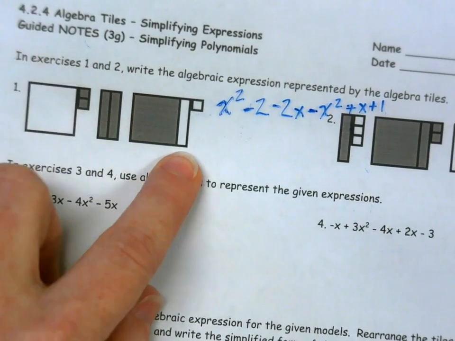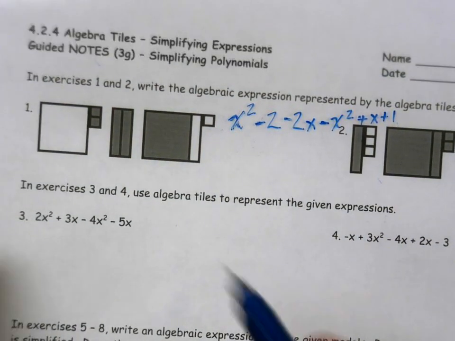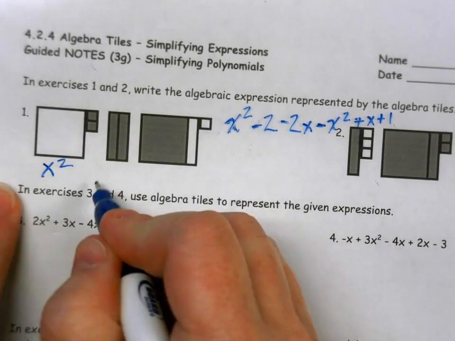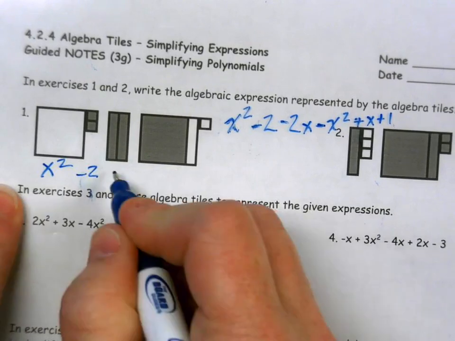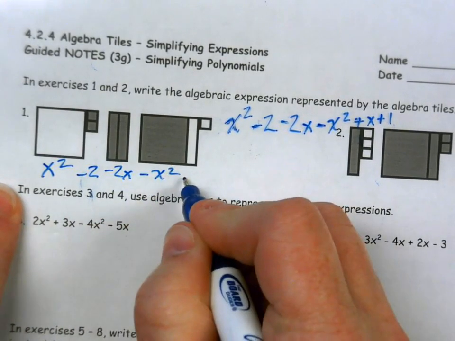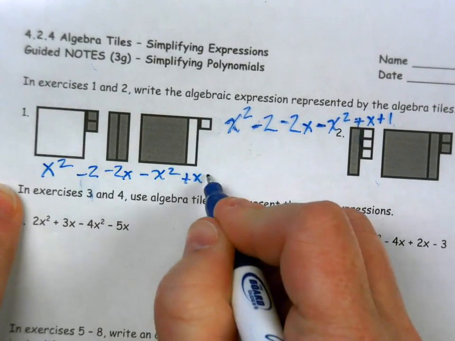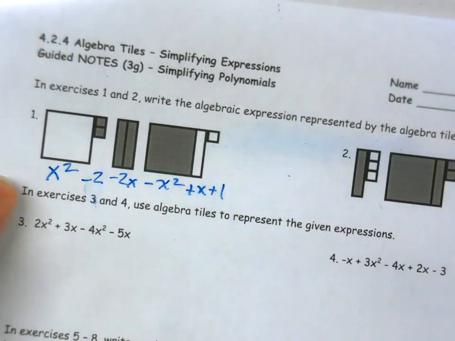Yeah. Is there a way we can simplify this so we wouldn't have as much to write? Write it on the bottom. Okay, so we can write it underneath. Okay, so let's see. X squared minus 2 minus 2x minus x squared plus x plus 1. See, that's way better. Okay, so I'll do that.